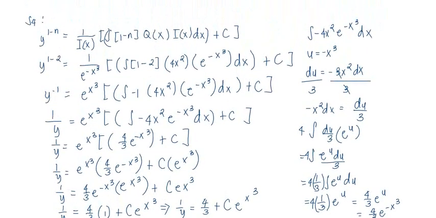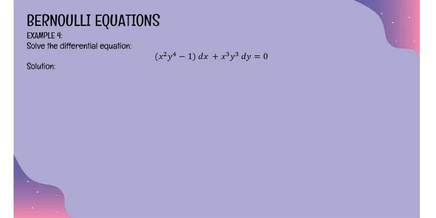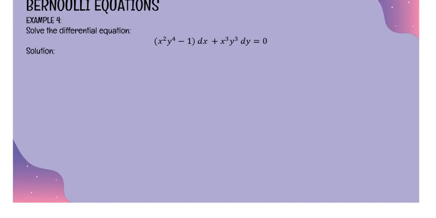So yan. And then we still have the last example. Yung last example that I give dun sa file is this one. We have to solve for the differential equation, which is x squared y raised to 4, or the quantity of x squared y raised to 4 minus 1 dx plus x raised to 3 y raised to 3 dy is equal to 0. So again, you have to identify if this differential equation is in the Bernoulli form already.